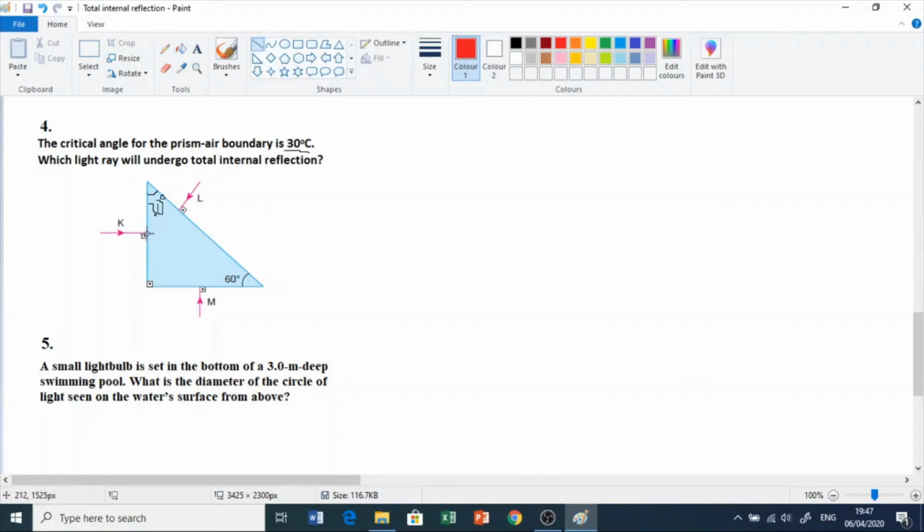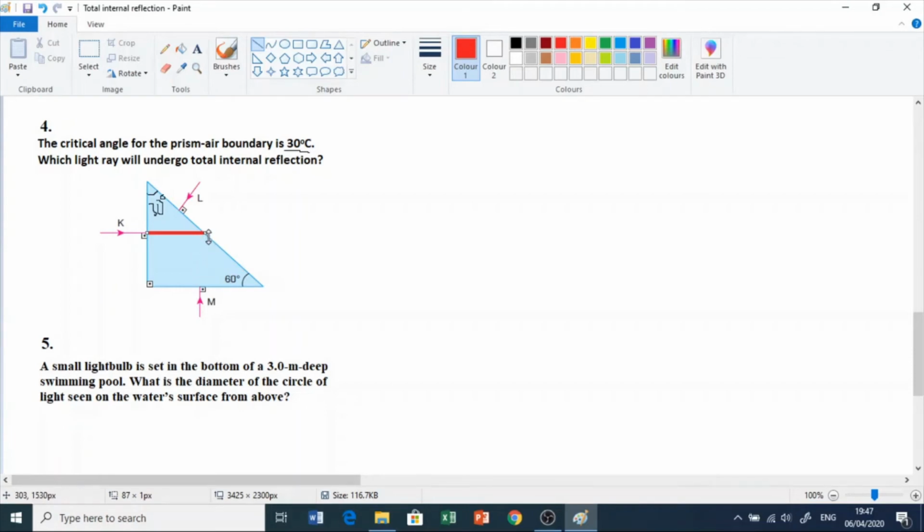This light ray will move straight up to here. Why? Because it is entering from air to the prism at 90 degrees, it will not bend. Now, when the light comes here, is it going to pass to the air, or is it going to move? It will undergo a total internal reflection.